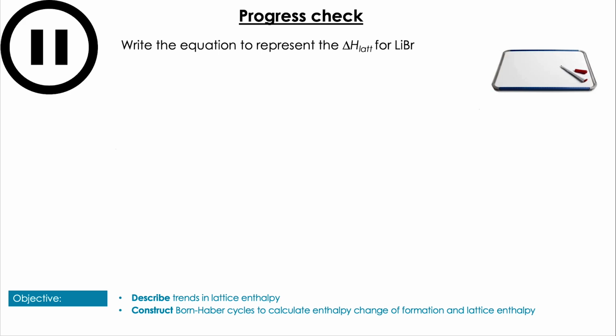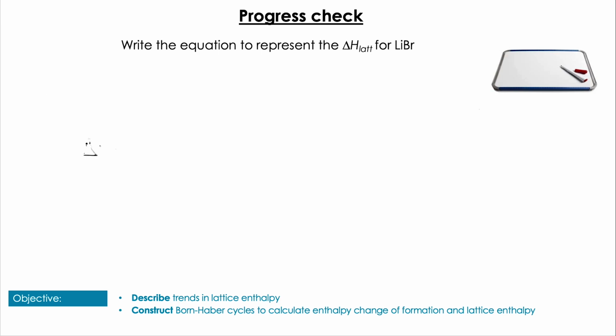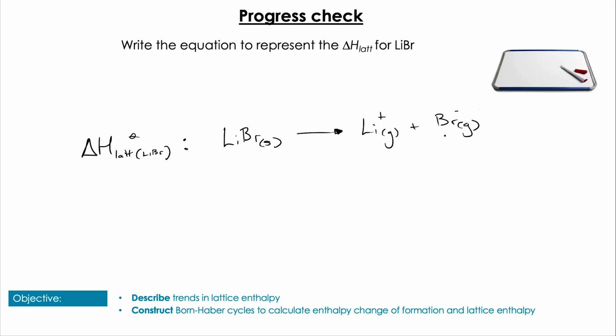Remembering that we're going to express a lattice enthalpy as the enthalpy change associated with the transformation of the solid crystal, in this case LiBr, into its gaseous ions, which would be Li plus gas plus Br minus gas.